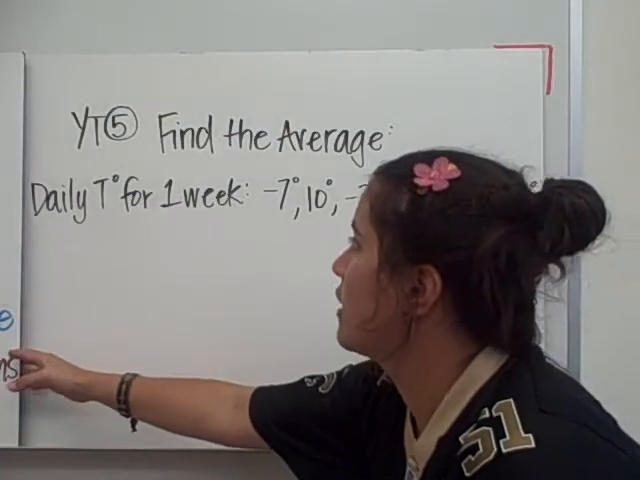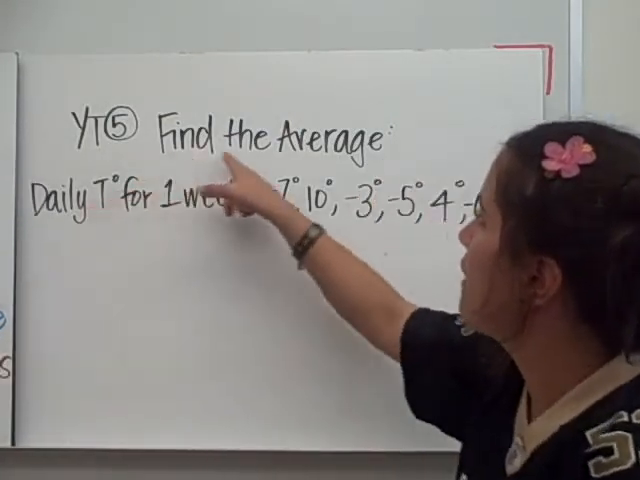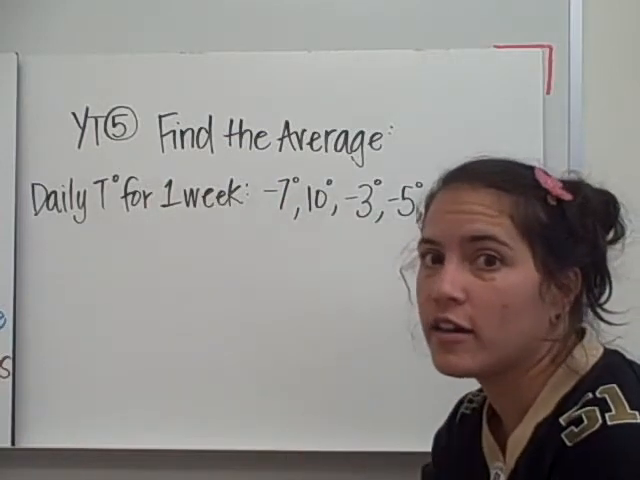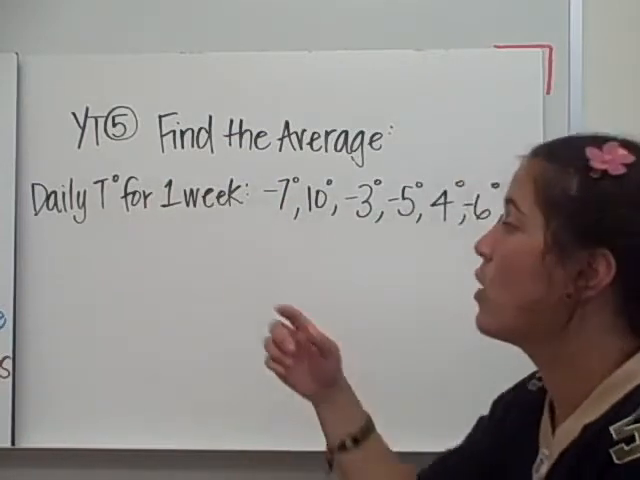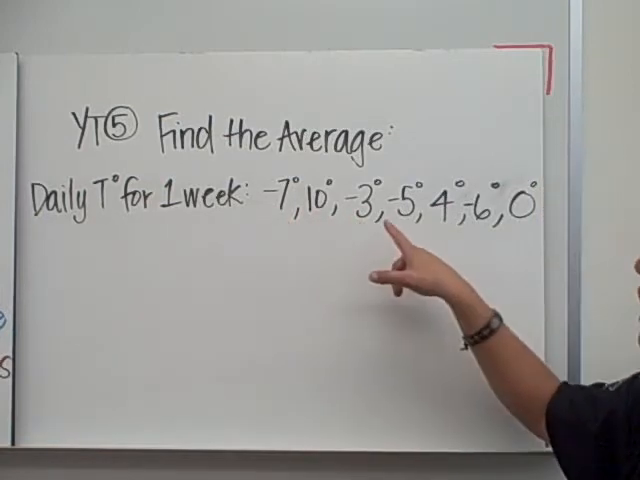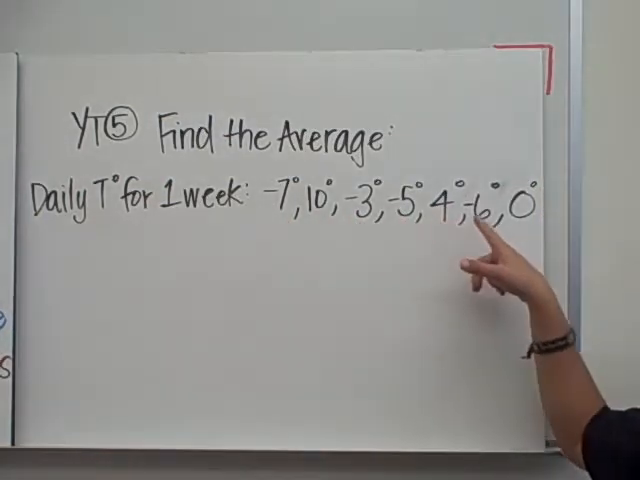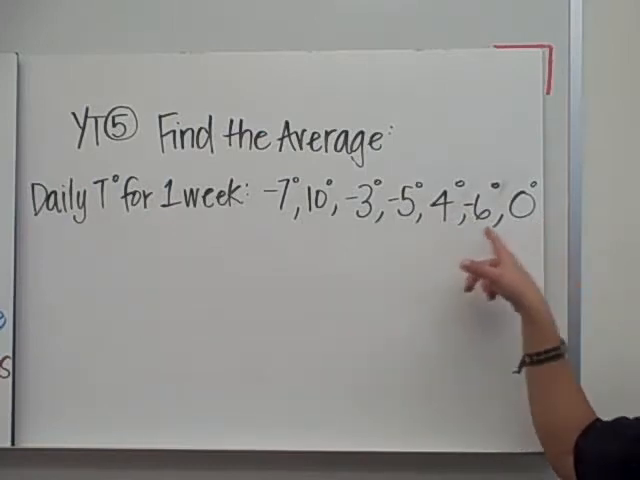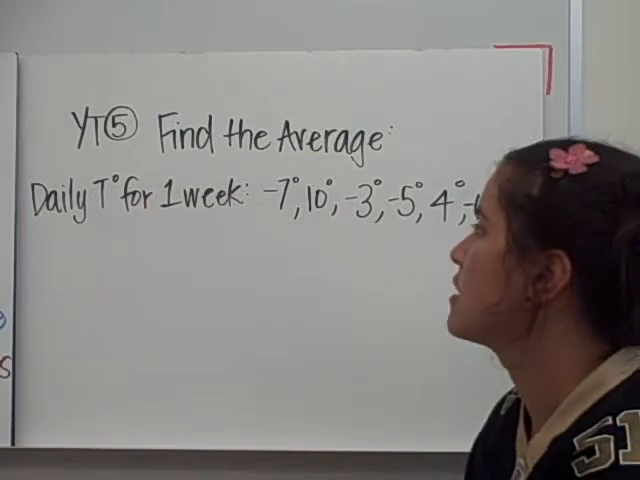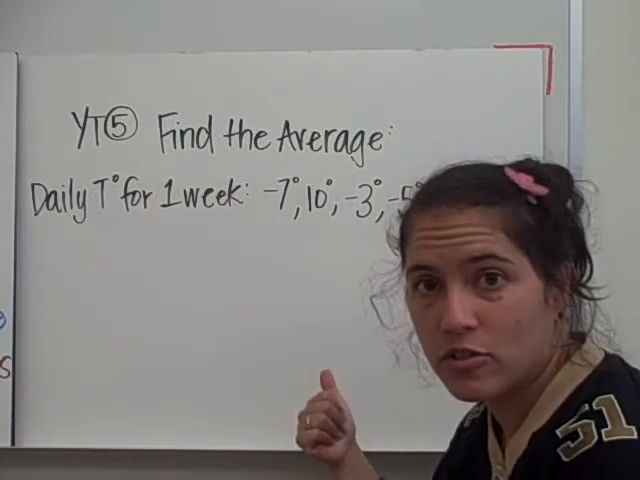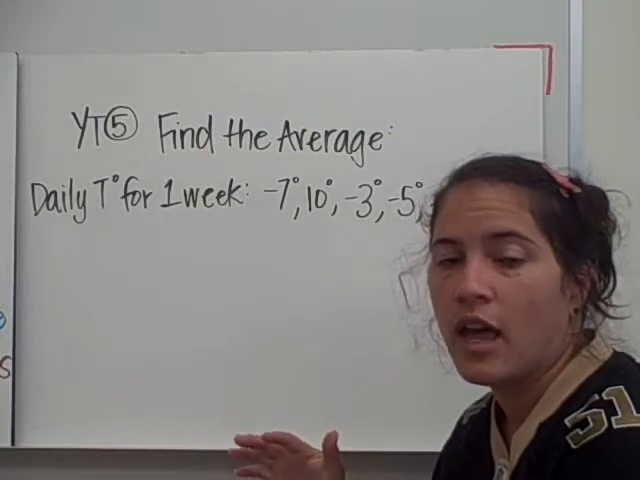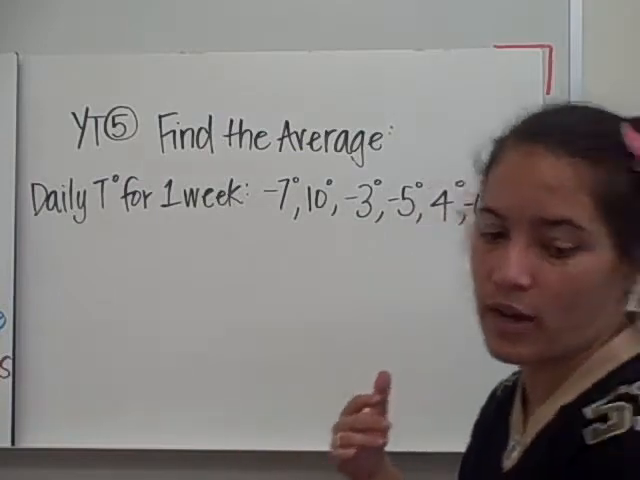So how about you try? You try. Find the average. These are daily temperatures for 1 week. So somewhere temperatures were recorded for 1 week and they were 7 degrees, 10 degrees, negative 3, negative 5, 4, negative 6, and 0. Those are the temperatures for 1 week. 1, 2, 3, 4, 5, 6, 7 days. So you find the average of these temperatures, pause the video, and then restart the video when you're ready.